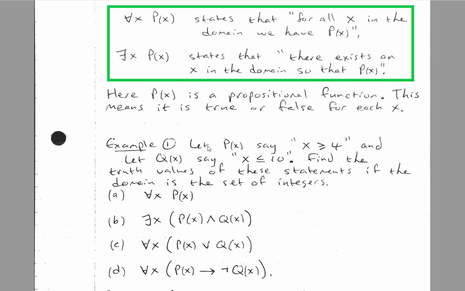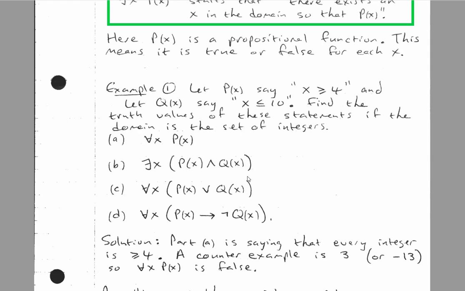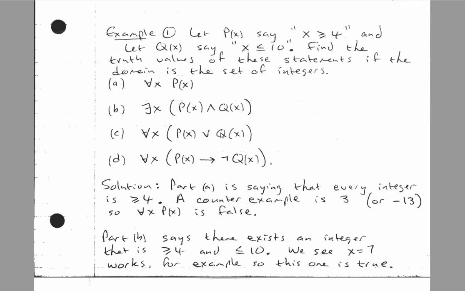Example 1 here says let p of x say this. So p of x is giving us information about x. It's saying x is greater than or equal to 4. Q of x is saying something different. It says x is less than or equal to 10. Find the truth values of these statements. And the domain here is the set of integers.